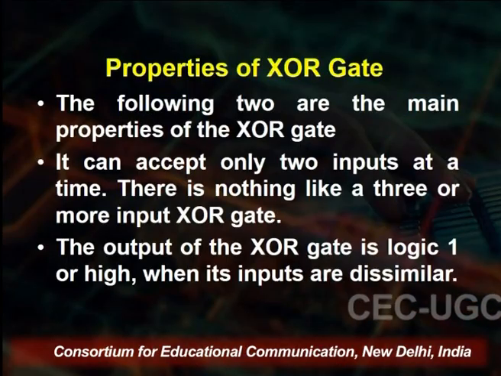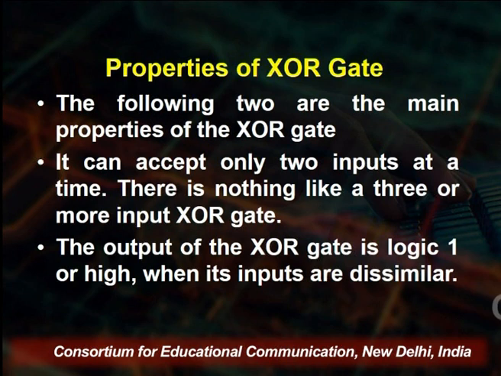What are the properties of this? It can accept only 2 inputs at a time, and there is nothing like 3 or more inputs in the case of the XOR gate. We have only 2 inputs and 1 output. The output of the XOR gate is logic 1, or high, when its inputs are dissimilar.